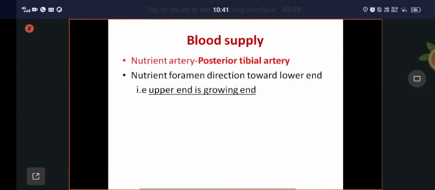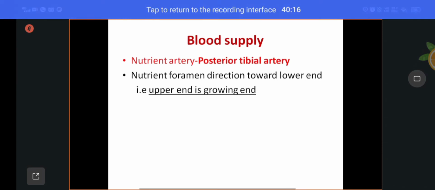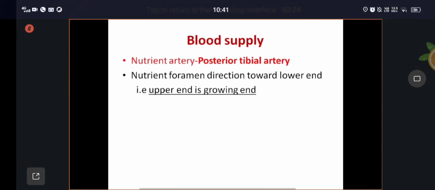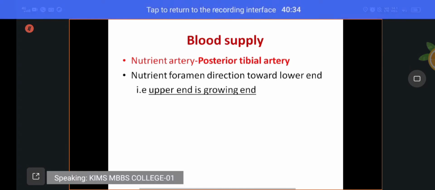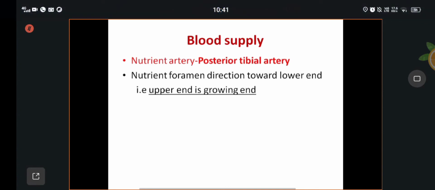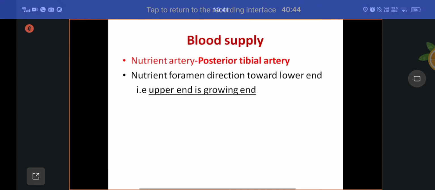Coming to the blood supply of the tibia. There is a nutrient foramen in the tibia which is present on the posterior aspect of the tibia. Because it is present on the posterior aspect, it belongs to the posterior compartment, and because of this it is supplied by the posterior tibial artery. The posterior tibial artery and anterior tibial artery are the two important branches of the popliteal artery, which is the continuation of the femoral artery.